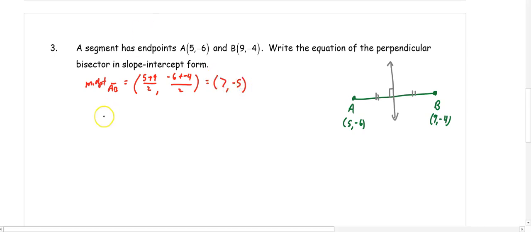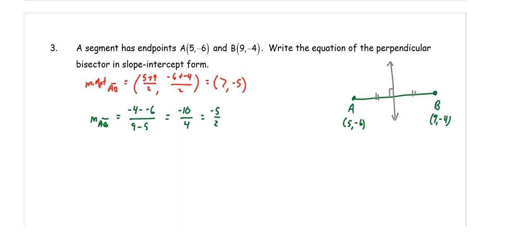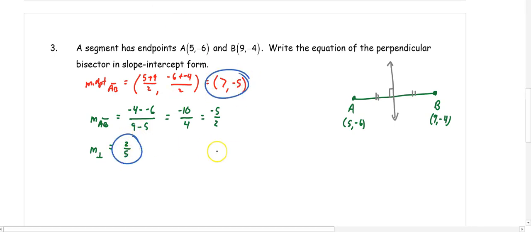Then I need to find my slope of AB before I can find the perpendicular slope. So y2 minus y1 over x2 minus x1. We get negative 10 over 4, which reduces to negative 5/2. For the perpendicular slope, remember it's the opposite reciprocal, so I'm flipping my fraction and making it positive. Now I'm going to use my midpoint and the perpendicular slope to write my equation: y plus 5 equals 2/5 times x minus 7.